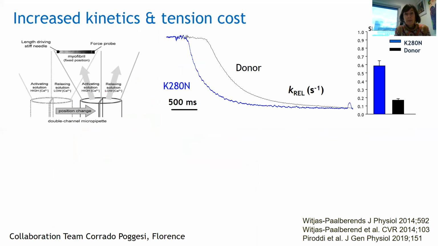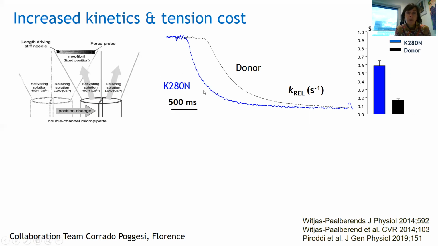Now, the second cellular mechanism, which I want to briefly highlight, is the change in kinetics and tension course. So we've performed studies in collaboration with the team of Corrado Pugliese, where Corrado has this beautiful setup to measure kinetics of activation and relaxation. Basically, you look at the binding of myosin and the detachment of myosin heads to the thin actin filament. And for any cycle, ATP is consumed. So if you have faster kinetics of activation and relaxation, more ATP is consumed.